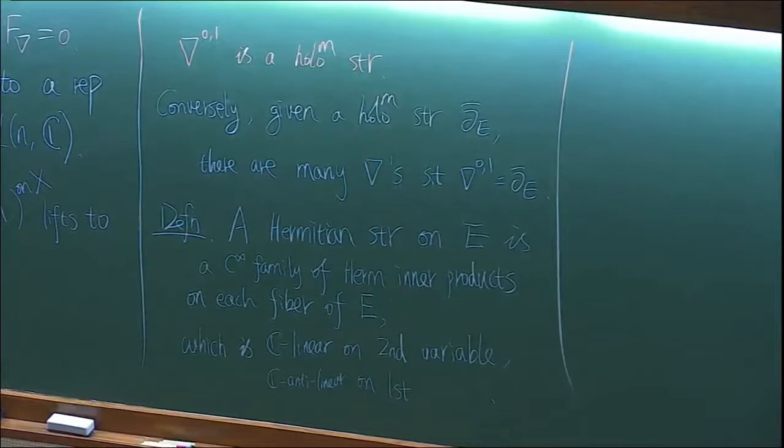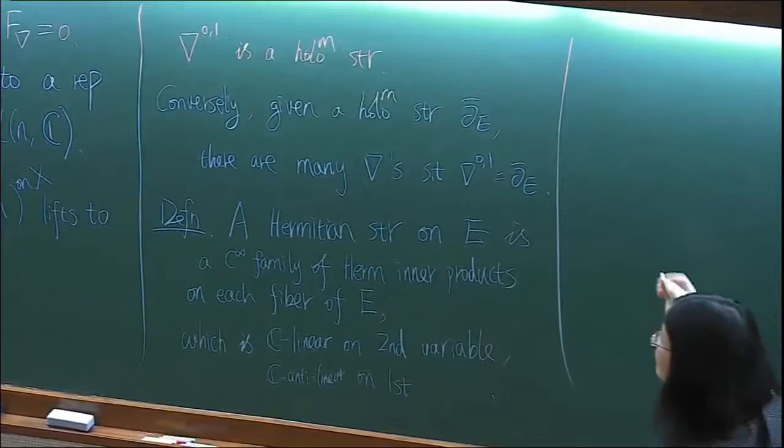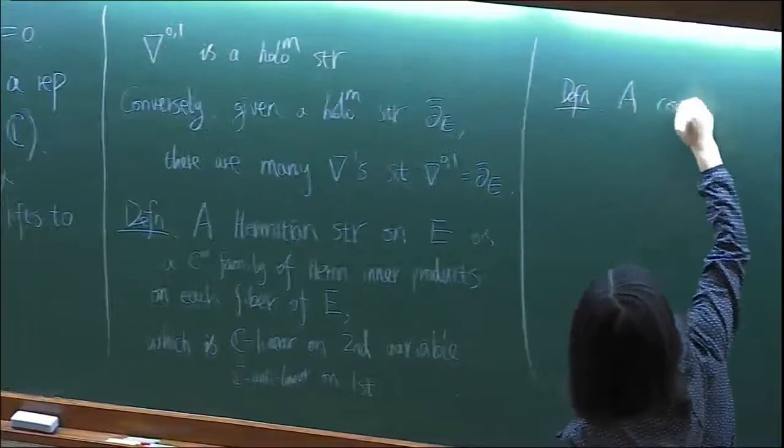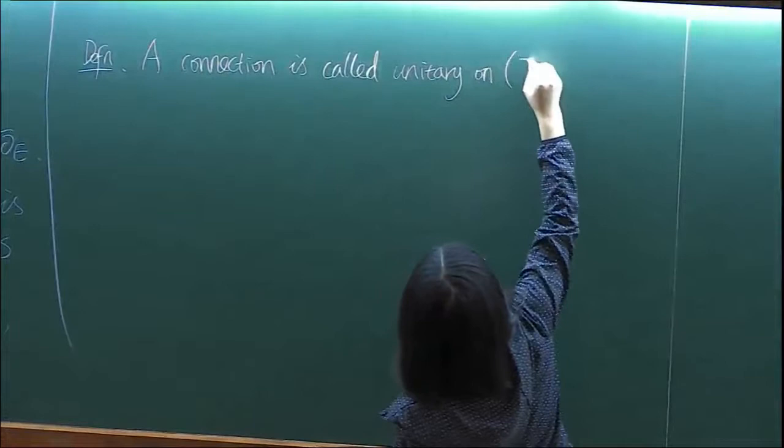So now we can say what the connection being compatible with the Hermitian structure means. So definition: a connection is called unitary on a Hermitian vector bundle, which means a vector bundle together with a metric H.